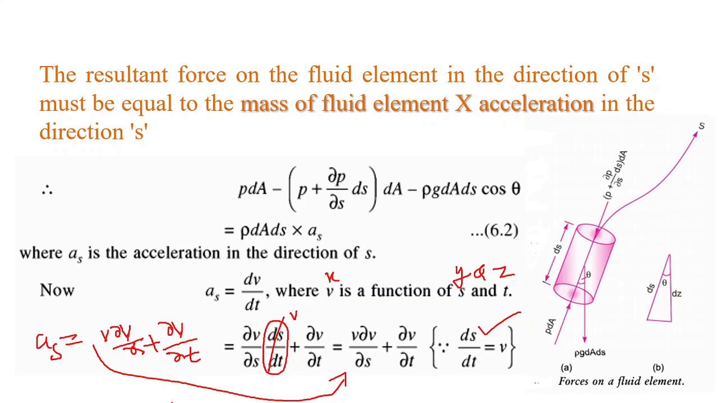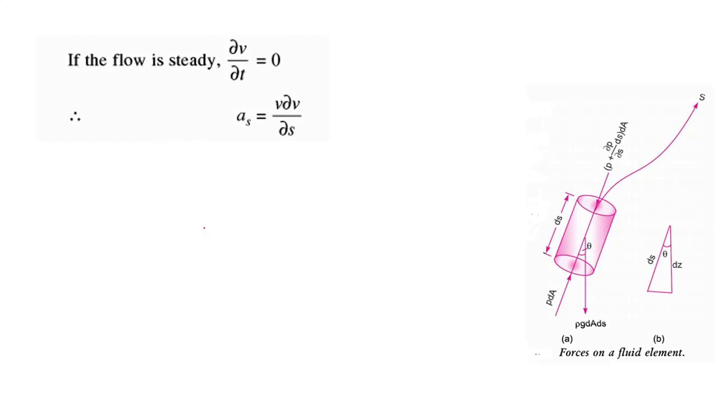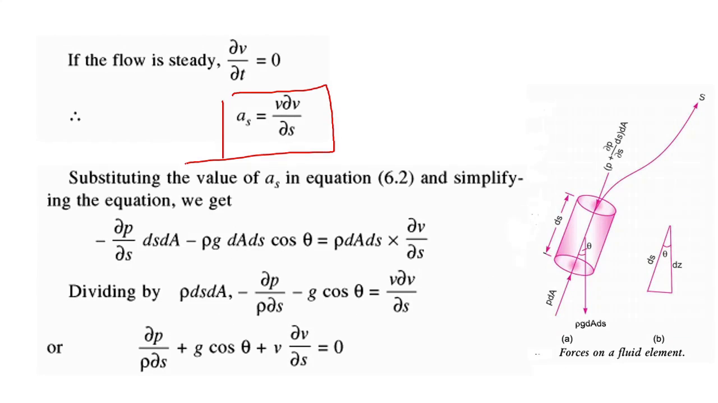Suppose the flow through this cylindrical element is steady flow. Then for steady flow, dou v by dou t is 0. Then the acceleration in the direction of s is equal to v into dou v by dou s. So that is the next point: if the flow is steady, then as is v into dou v by dou s.